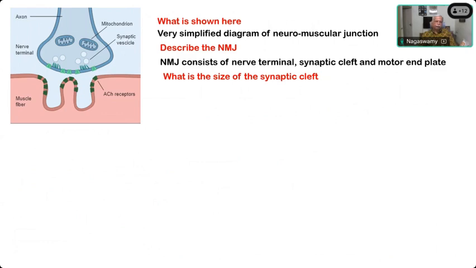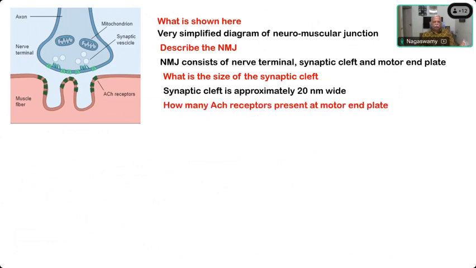This gap between the nerve terminal and the muscle. What is this gap size? It's about 20 nanometers wide, approximately. How many acetylcholine receptors are present at the motor end plate? More than 1 lakh. More than 10 lakhs. 1 to 10 million acetylcholine receptors are present in each motor end plate.